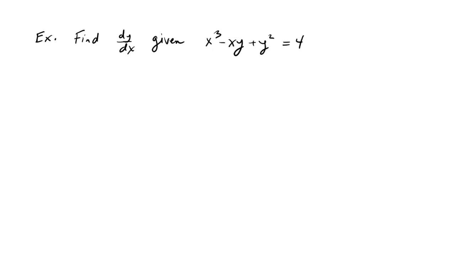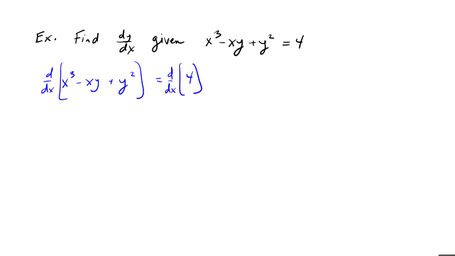So now let's run through a few examples of implicit differentiation to see things we should look out for. Okay, find dy/dx given this equation. All right, so again, I'm just going to have x cubed minus xy plus y squared equals 4, and I'm going to take the derivative with respect to x of both sides.